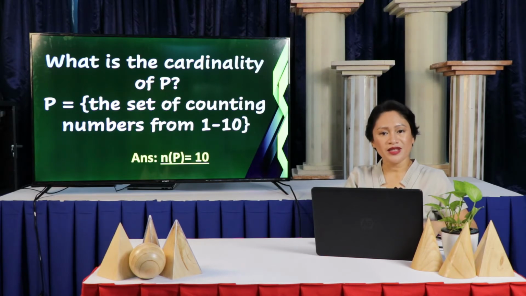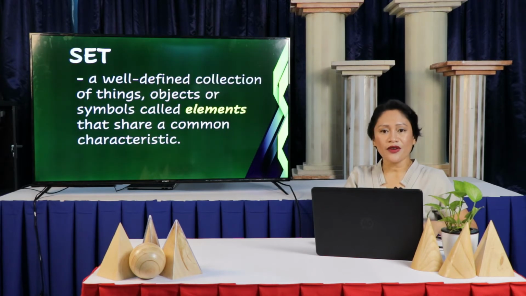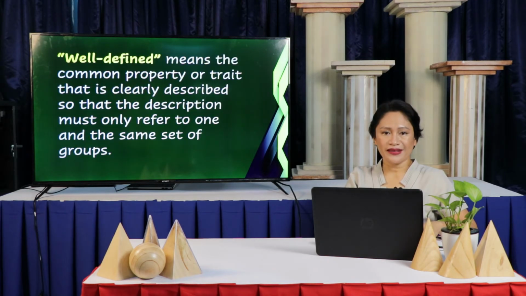Now, let's proceed to our lesson of the day. Let us first define set and other basic terms. A set is a well-defined collection of things, objects, or symbols called elements that share a common characteristic. Well-defined means the common property or trait is clearly described so that the description must only refer to one and the same set of groups.